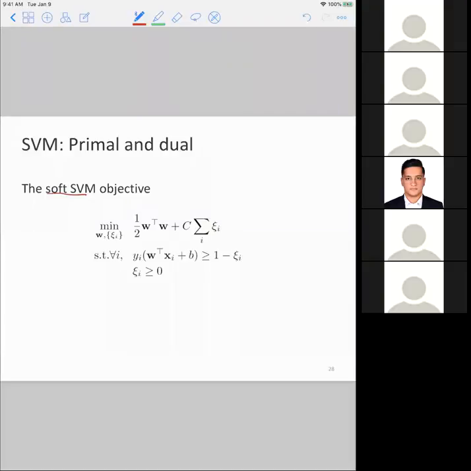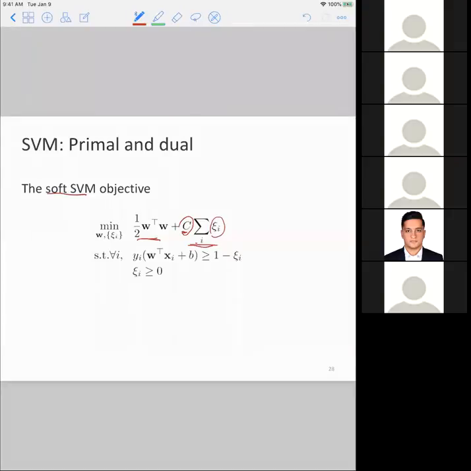Right? So the soft SVM objective contains two terms. The first term is half of W transpose W, which corresponds to maximizing the margin. The second term is a summation over each instance, where each training example has a slack variable, ξi. Of course, there's a trade-off between the regularization and this summation of slack variables. This is hyperparameter C, right?